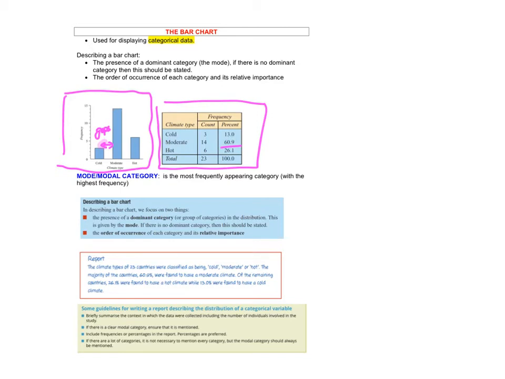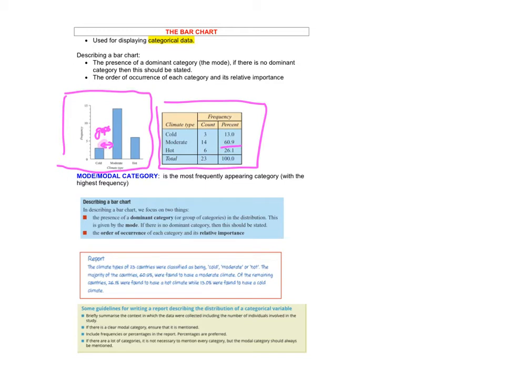What do I mean by mode or modal category? It's the most common, most popular, most frequent. So that's why we would display it like that, because that's way better. People don't want to read the numbers, they just want to roughly see what it is.